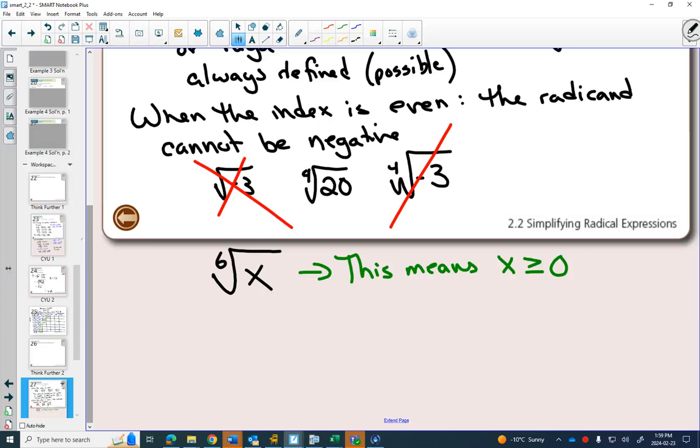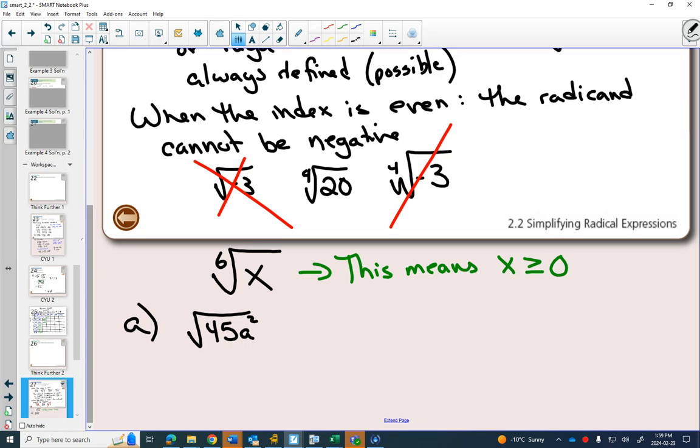Okay, so now we have this idea in place. Let's look at part A. For which values is the radical defined? And in part A, we have a square root, so we know that it can only be positive. And inside we have this square root of 45a squared.